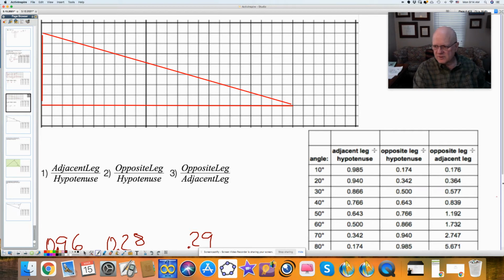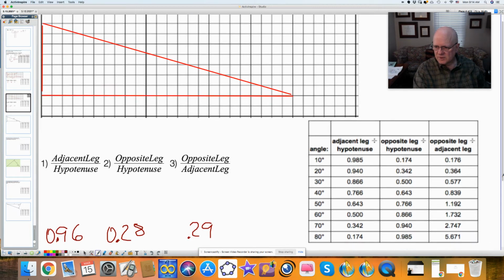On my graph here, 0.96 would be somewhere between here and here. 0.28 and 0.29, somewhere between here and here. I'm going to say it's about 15 degrees. You might agree with that or might not, but I'm going to say that A is about 15 degrees. And these two angles would have to add to 90, because 90 plus 90 is 180. So this would have to be about 75.